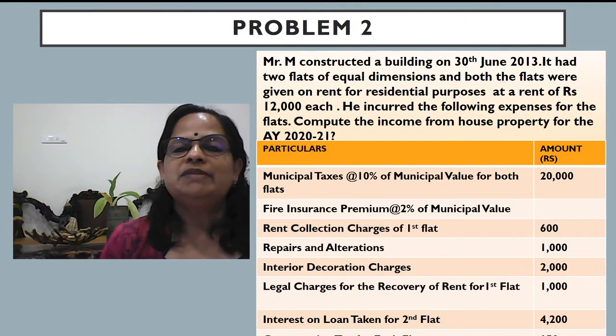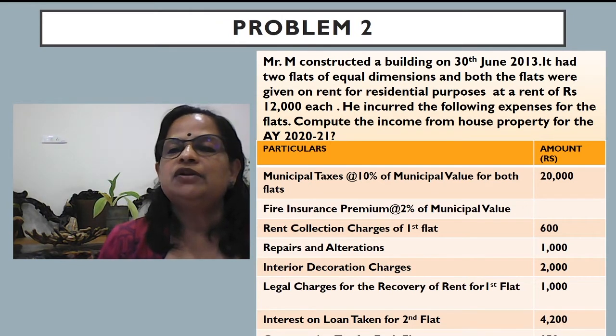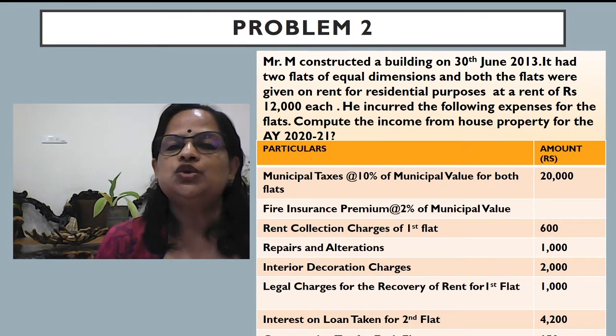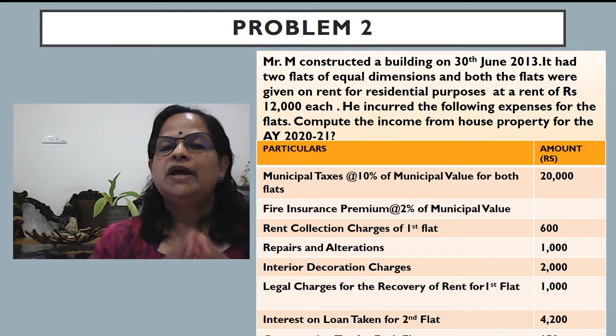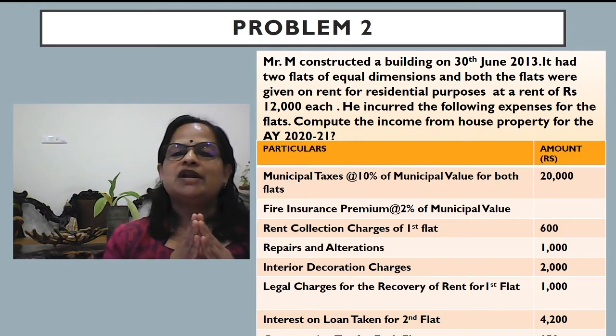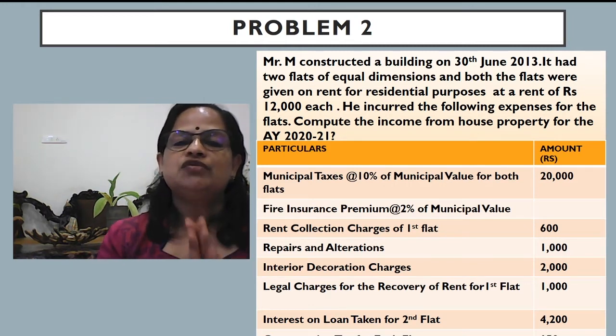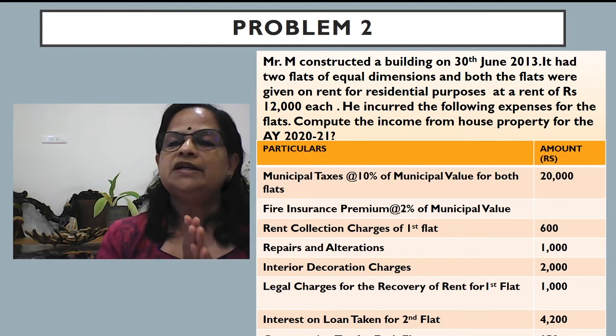Now the second problem is: Mr. M constructed a building on 30th June 2013. It had two flats of equal dimensions and both the flats were given on rent for residential purposes at a rent of rupees 12,000 each. He incurred the following expenses for the flats. Compute the income from house property for the assessment year 2021.